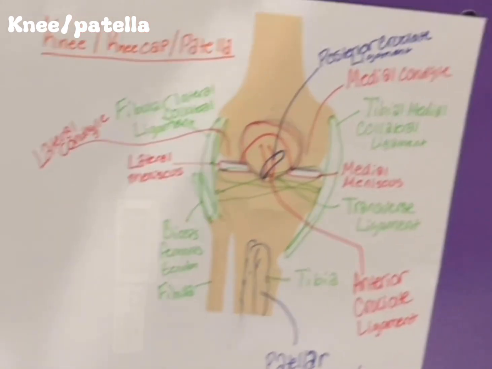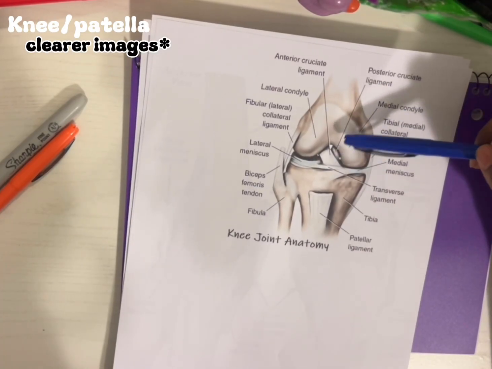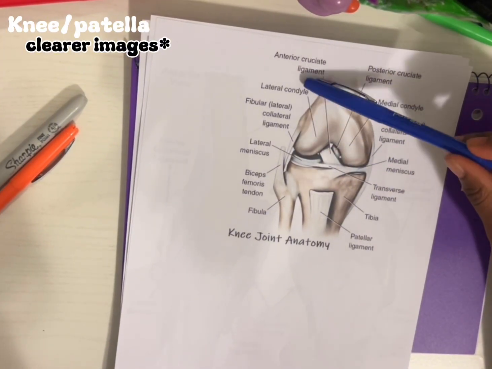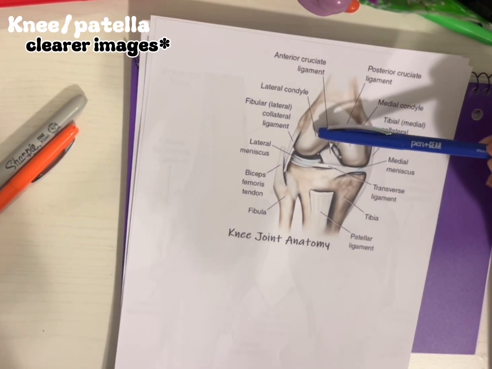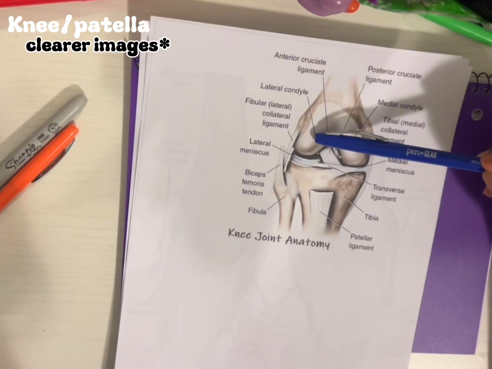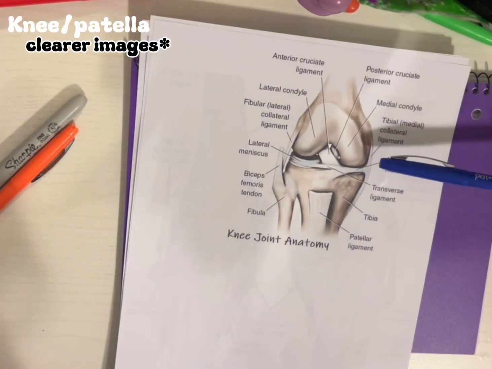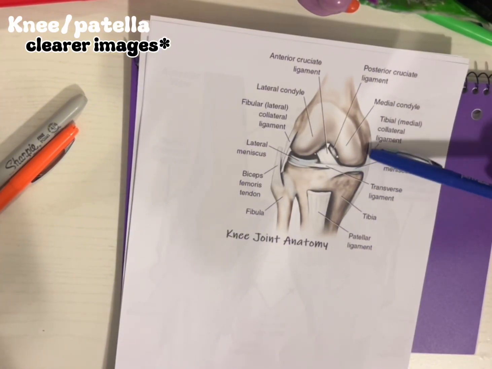Right, and that is pretty much it. The anterior cruciate ligament is in the front. Posterior cruciate ligament is in the back. Medial condyle is on the side. Lateral condyle is on this side. It's right here. Medial, lateral, medial, lateral. The fibular is the fibula, lateral, because it's on the lateral side. Collateral ligament is on the side. And then the tibial, medial, because it's medial. Collateral ligament is on the side.